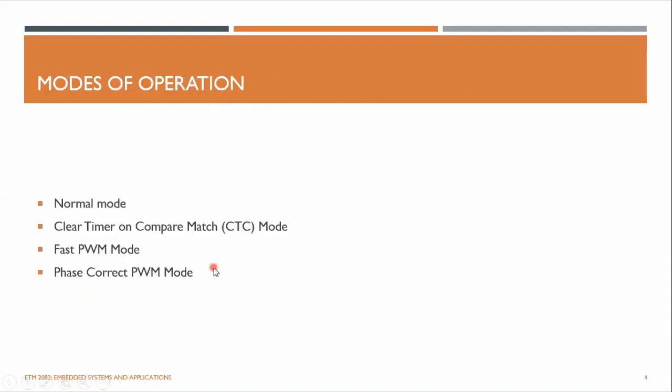So the timers and counters in the microcontroller can be used in 4 different modes. The first one is the normal mode, and the other one is clear timer on compare match, CTC mode, and fast PWM mode. PWM is used in motor controllers by way of fast PWM mode, and another one is phase correct PWM mode. Let's take a look at each one of these and see how we can configure the microcontroller to achieve these modes of operation.